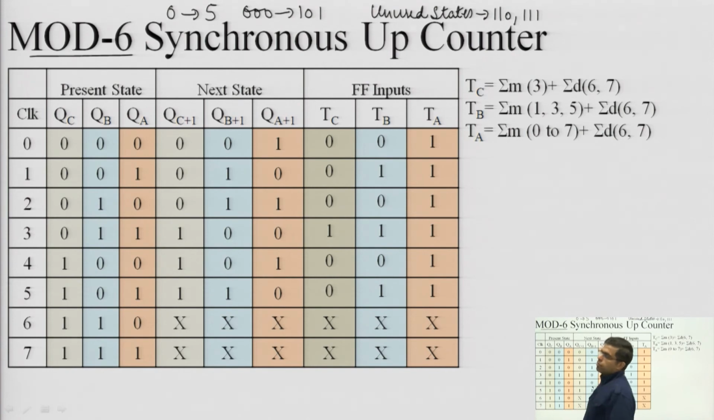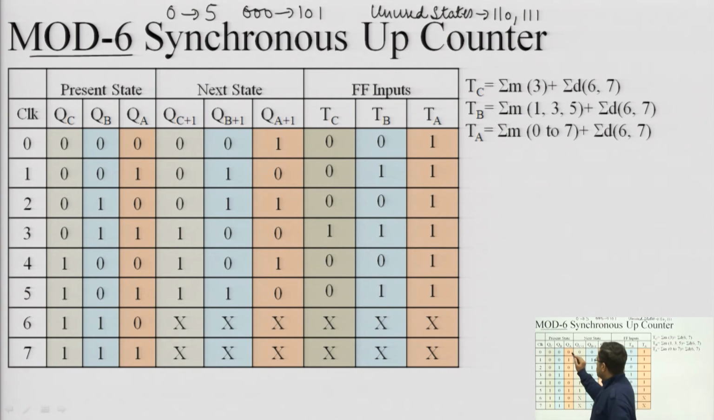So, 6 and 7 are the unused states. For these unused states I need not do anything, I just have to place a cross in the next state of these states. That means I will be having 2 don't care terms while solving the K maps. This can be more clearly understood from the table.